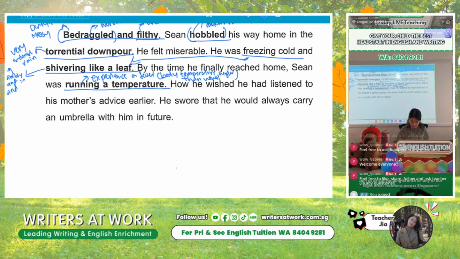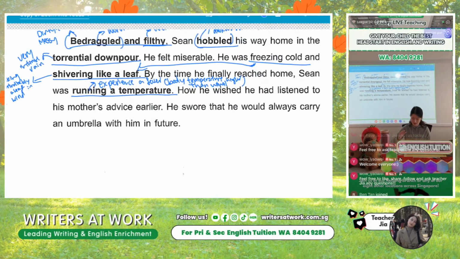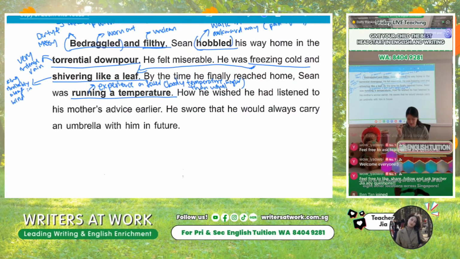How he wished he had listened. Okay, now we're talking about this. By the time he finally reached home, you are transitioning completely out of the action. The story has ended. The story happened outside, and now he's home. Okay, it has ended. And now that he's running a temperature, that's the consequence for his action.